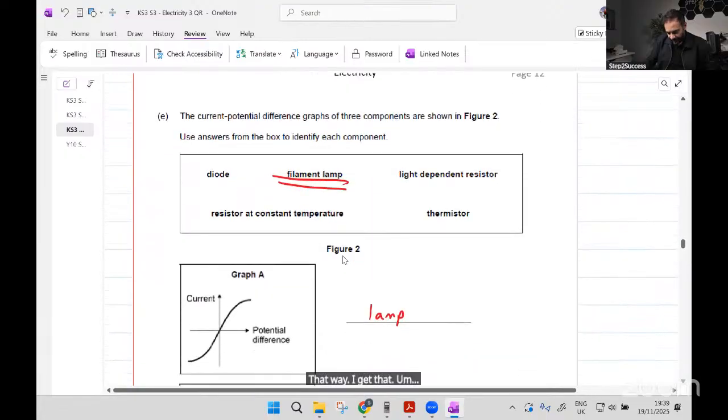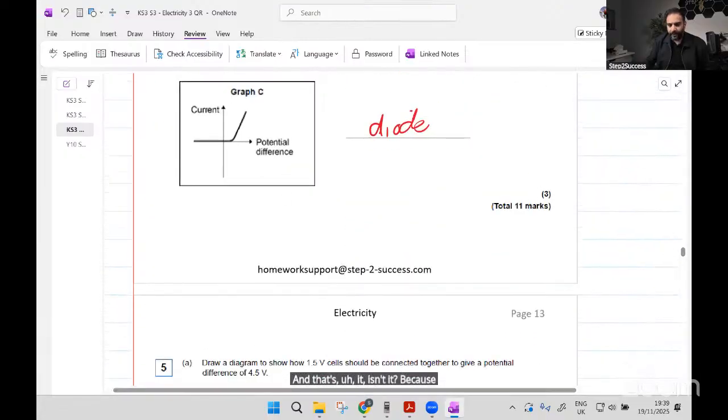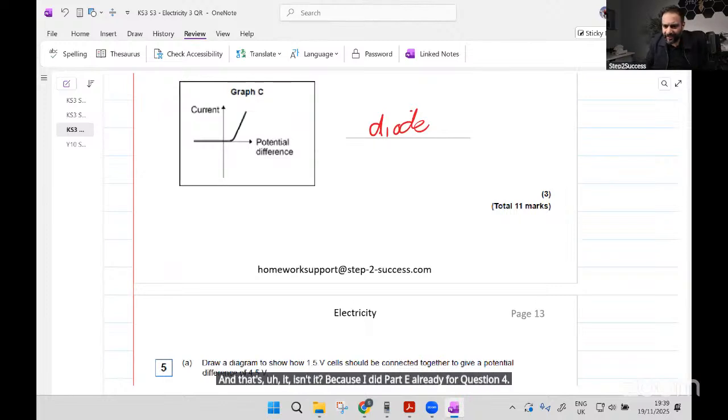And that's it, isn't it? Because I did part E already for question four. And I think that's everything. Nobody asked any other questions. Outstanding. Okay, as I said, today we're going to be a little bit shorter just because of various reasons.